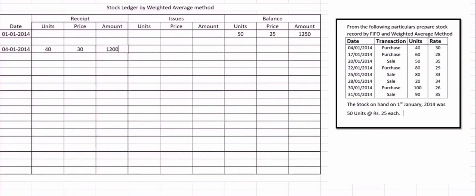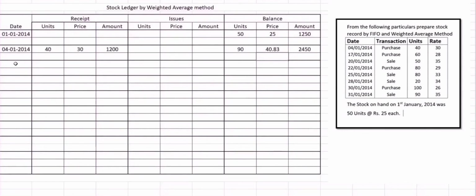At the end of 4th January 2014, we will be having earlier 50 units and today's got 40 units. That means total 90 units. And the cost of the same will be 1250 plus 1200. So it will be 2450. If total cost of 90 units is 2450, per unit cost will be, we'll calculate over here, total cost 2450 divided by total units, that is 90. So it is coming as 40 rupees and 83 paise.